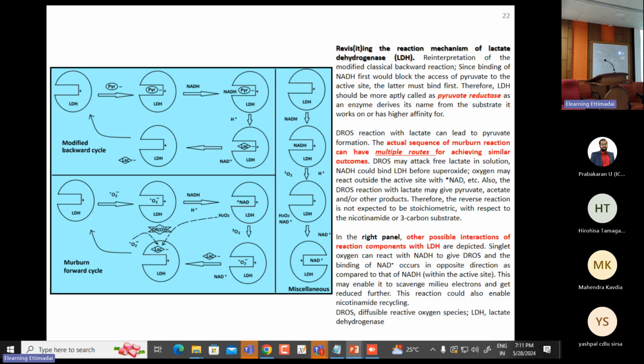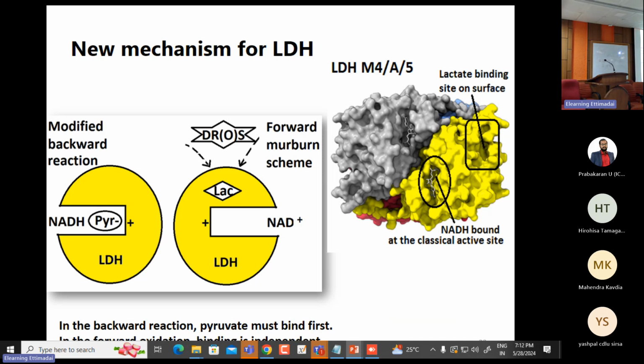There are other things that can happen also. For example, there is singlet oxygen, which, in photochemistry and all, is an activated form that can react with NADH and then give ROS or H2O2. So these kind of things can happen, and that could be the reason. ROS could be the reason for lactate to pyruvate conversion. Now to prove that, this is a mechanism where we can say that in the murburn scheme, lactate could bind somewhere on the surface of the protein, not exactly to the active site, and still be converted into pyruvate. So we can see that lactate was bound there in our docking result.